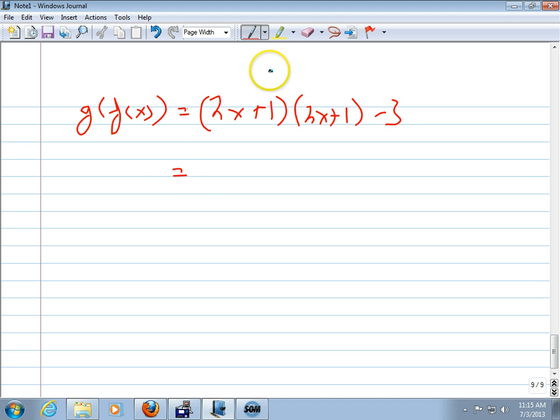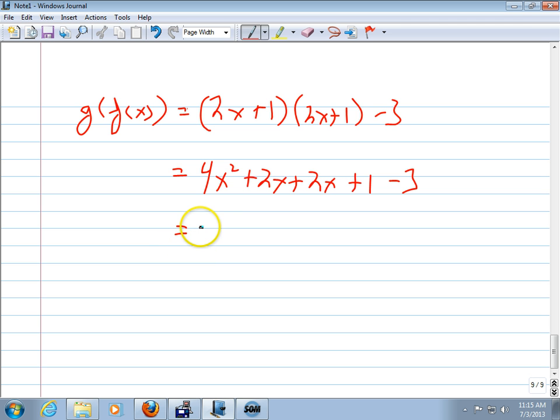So FOIL, let's see. First times first, 4x squared. Outer times outer, plus 2x. Inner times inner, plus 2x. Last times last, plus 1. And don't forget there's a minus 3. And let's clean it up.